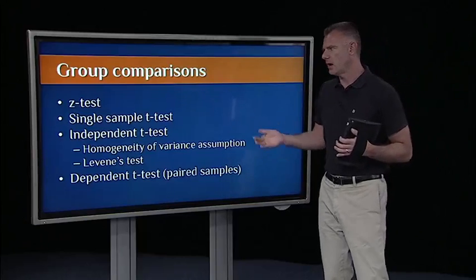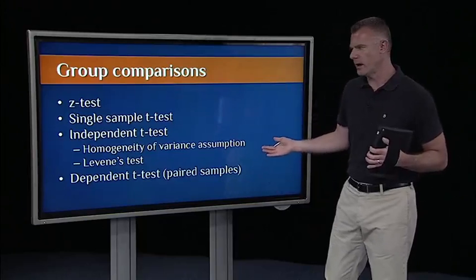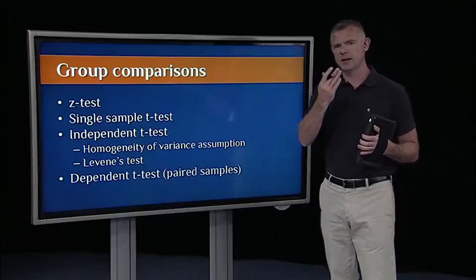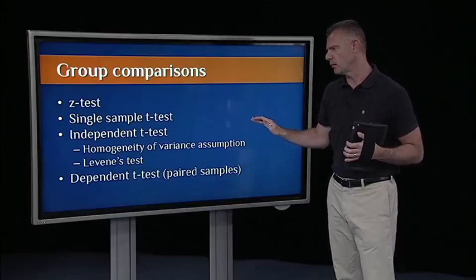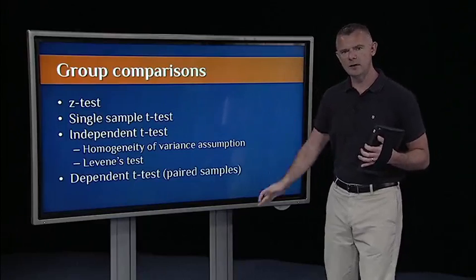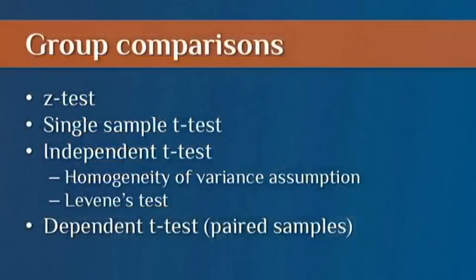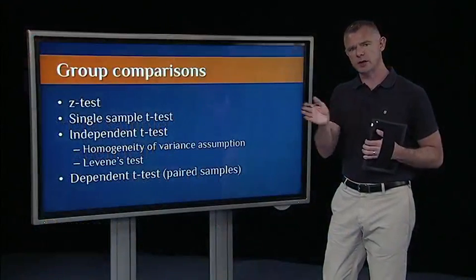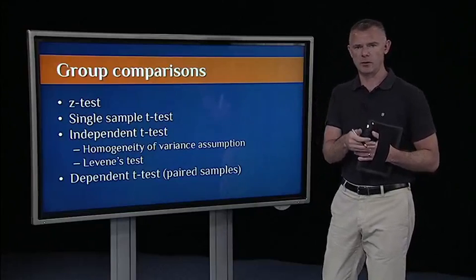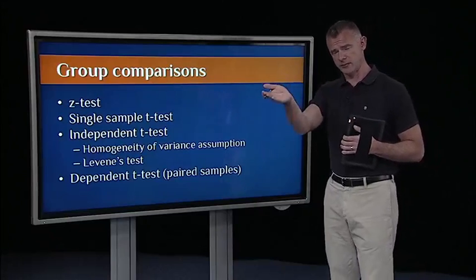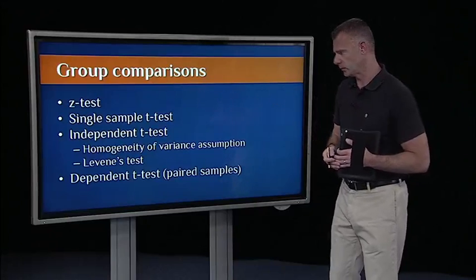The simplest group comparisons we did, we started out, were just comparing, say, a sample mean to a population mean. And we did that with a z-test or a single sample t-test. Then we spent a little bit more time on the independent t and the dependent t. So the independent t-test allowed us to compare two independent samples, and the dependent t allowed us to compare the same subjects or the same people in two different conditions, like the working memory training example where we compared them before training and after training, the same people in two conditions.